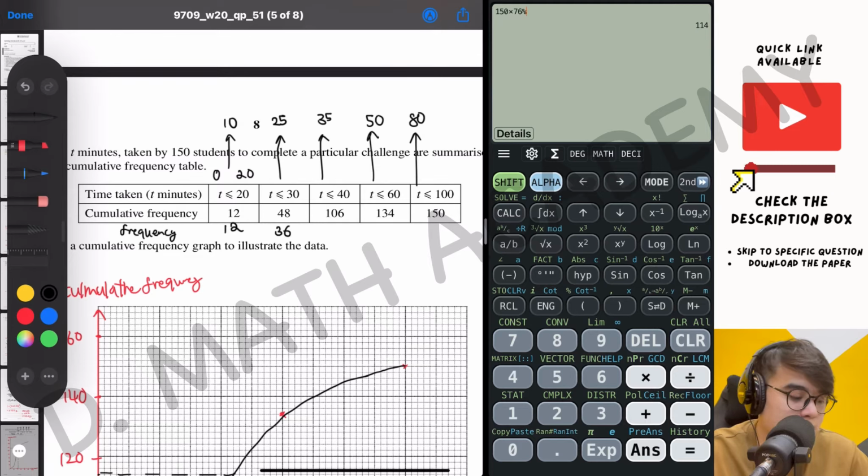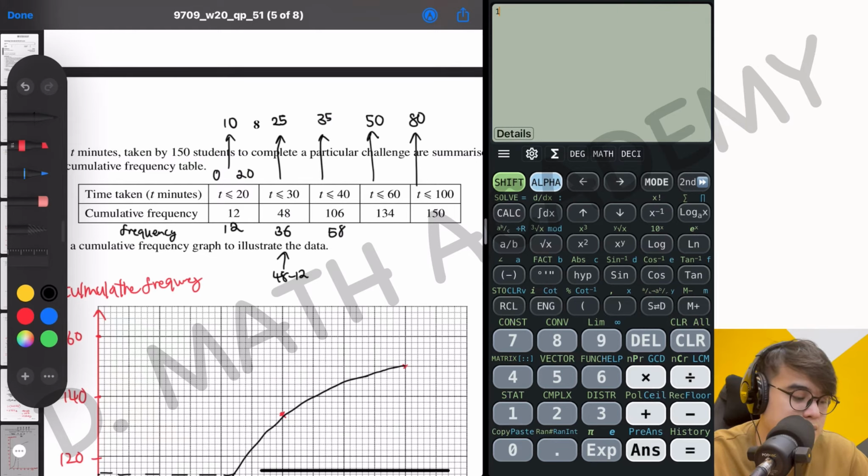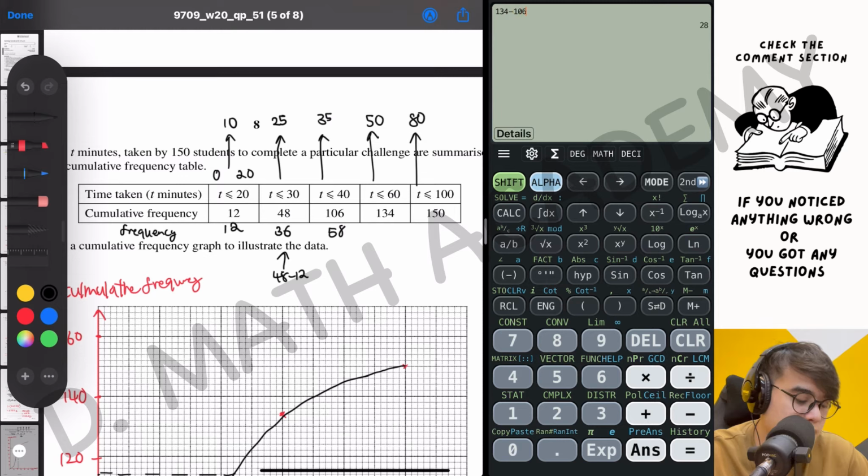You have to subtract them out. You have 36 here by taking 48 minus 12. Then 106 minus 48, you will get 58. 134 minus 106, you will get 28, and the last one will be 16 by taking 150 minus 134.